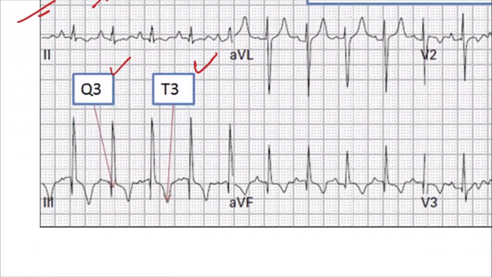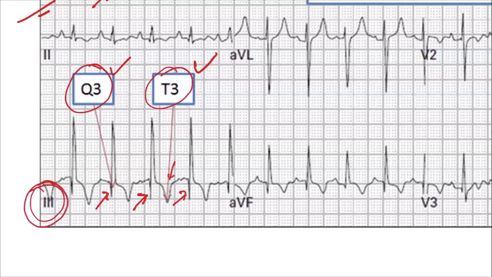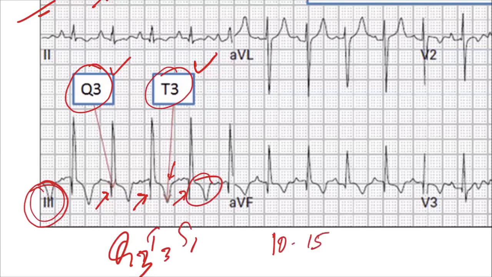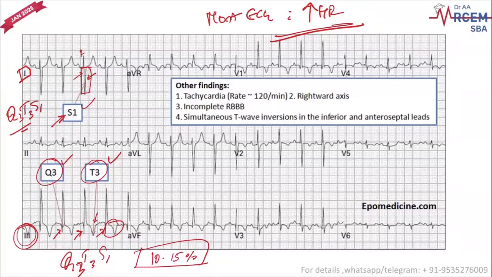Then Q3. Q3 is the first negative deflection you are having after a P wave. You can see the first negative deflection after the P wave here. This is known as Q3, which is seen in lead 3, that's why the name has come as Q3. What is T3? An inverted T wave seen in lead 3 is known as T3. So Q3, T3, S1 is the classical finding you will see in PE, but it is seen in only a small fraction of patients, around 10 to 15%, who present with this classical feature. So you cannot depend on this. If present, then you are highly suspecting a PE in this patient.